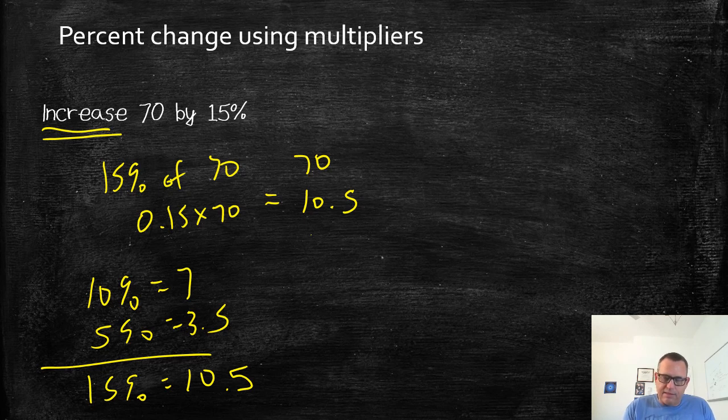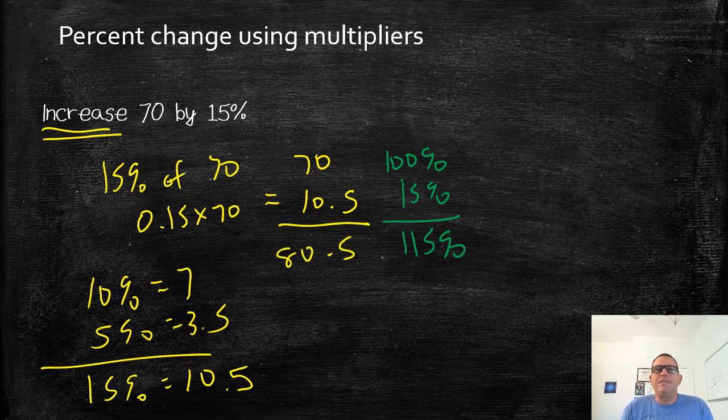Now again, look at this. 70 is 100%. That's my original. 10.5 is 15%. If I add these up, I get 115%. I add them up, I get 80.5, which is the same thing as 115%. So the one calculation I can do instead, 100%, which is 70, right? 70 is 100%. Increase it by 15%, I have 115% of 70. And 115% as a decimal is 1.15 times 70.